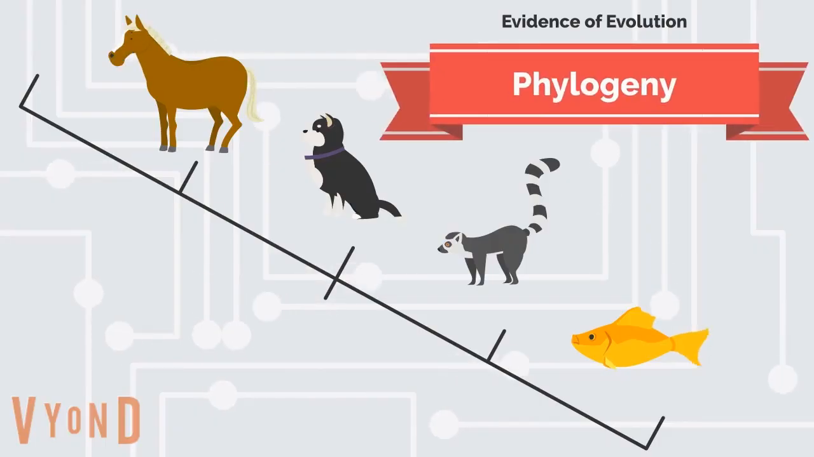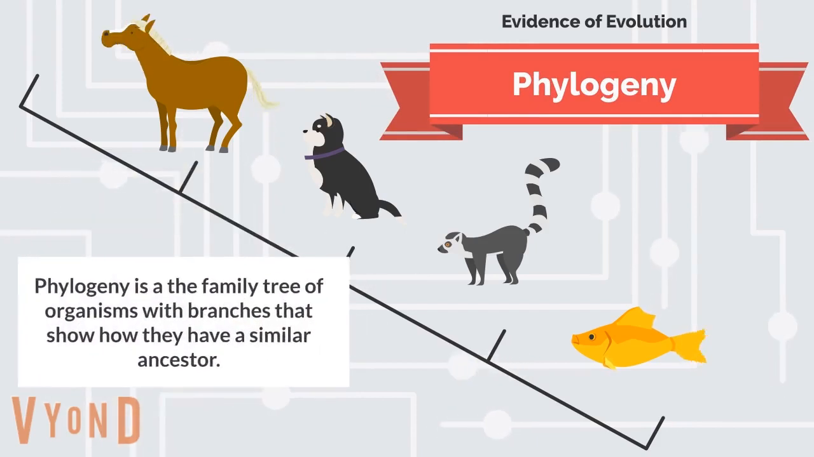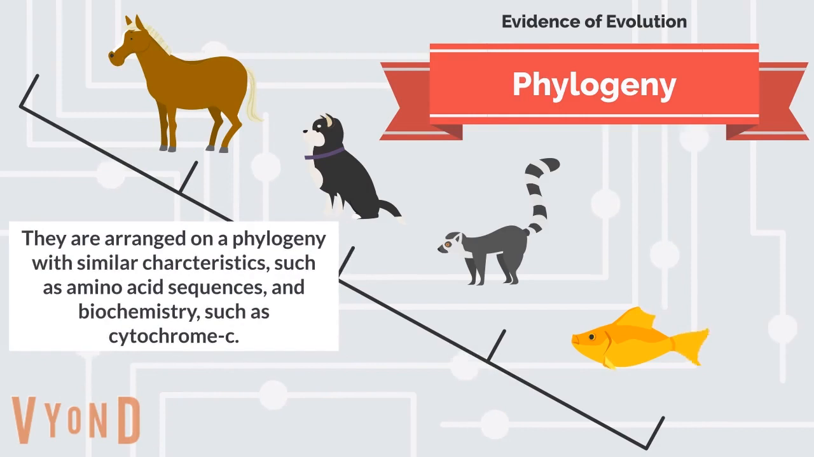Seeing how organisms have changed over time is also a peek into the future. Phylogeny is the family tree of organisms with branches that show how they may have had a similar ancestor. They are arranged on a phylogeny with similar characteristics such as amino acid sequences and biochemistry such as cytochrome C.